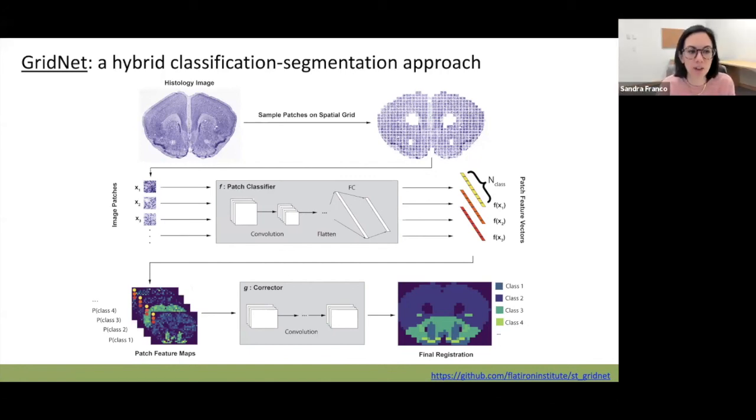I have a question myself. So you have used GridNet in brain images. Is this method also applicable to tissues that maybe are less organized than the brain? So yes, we certainly hope so.